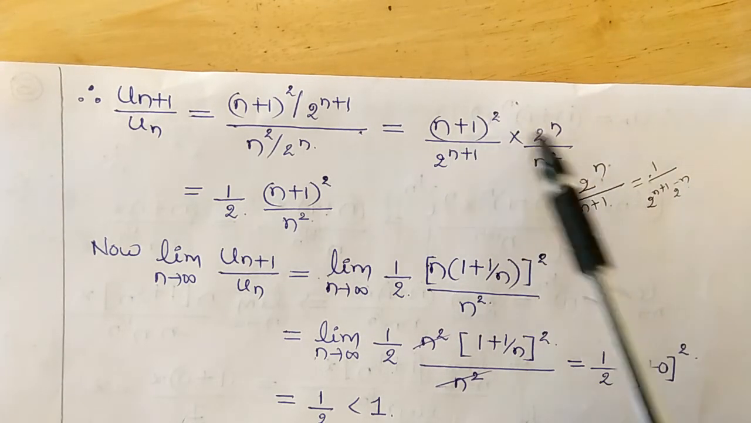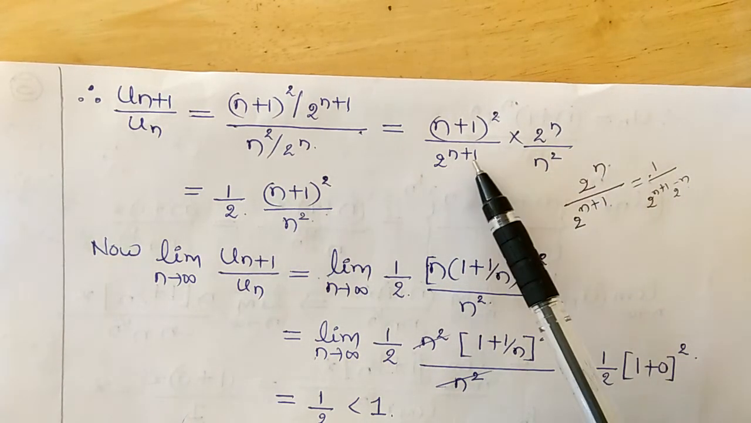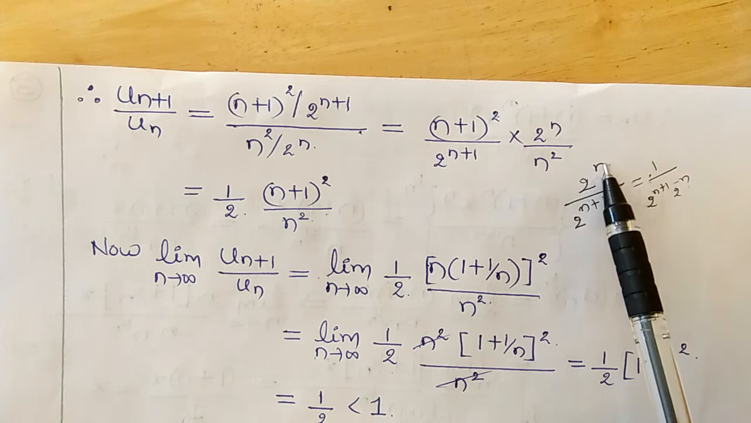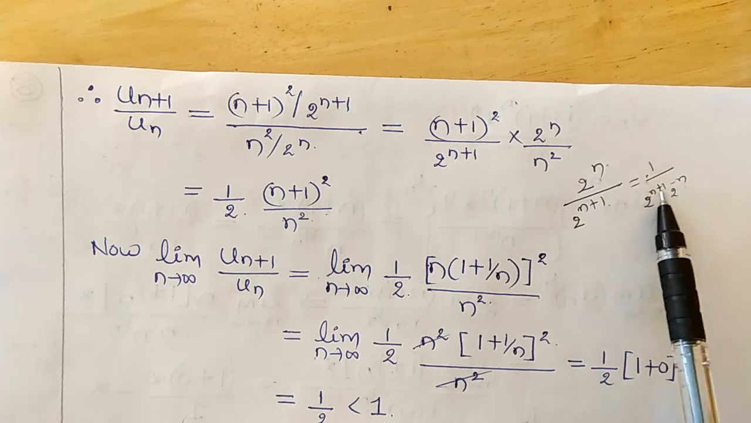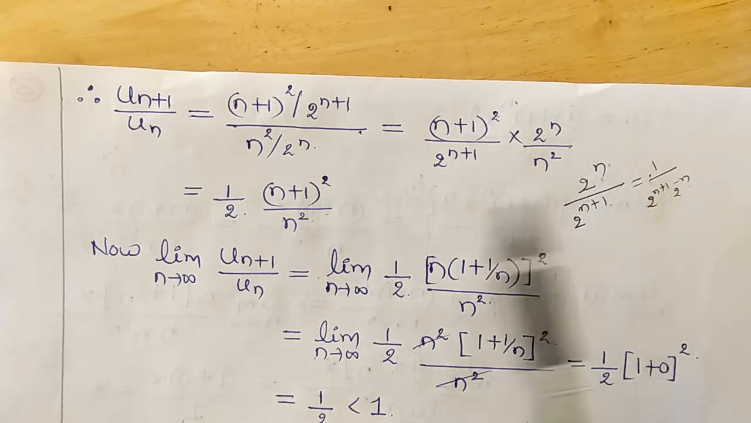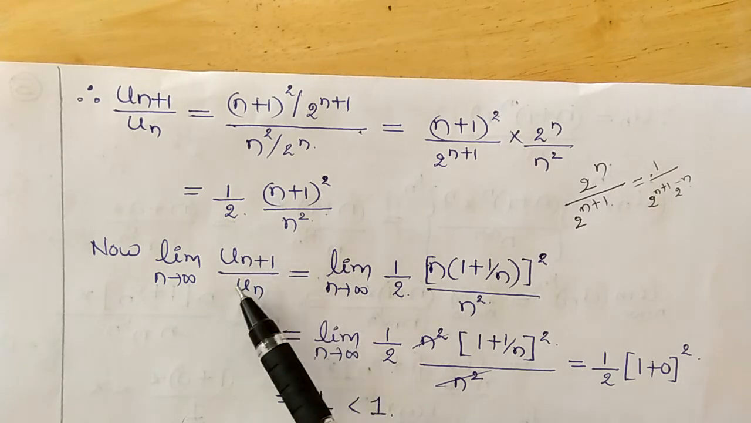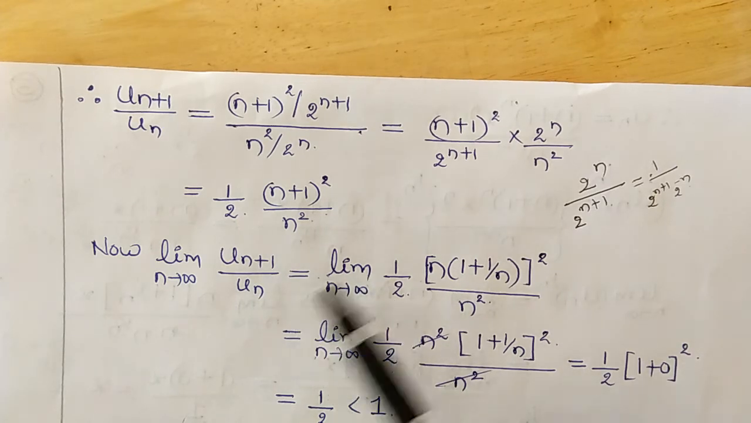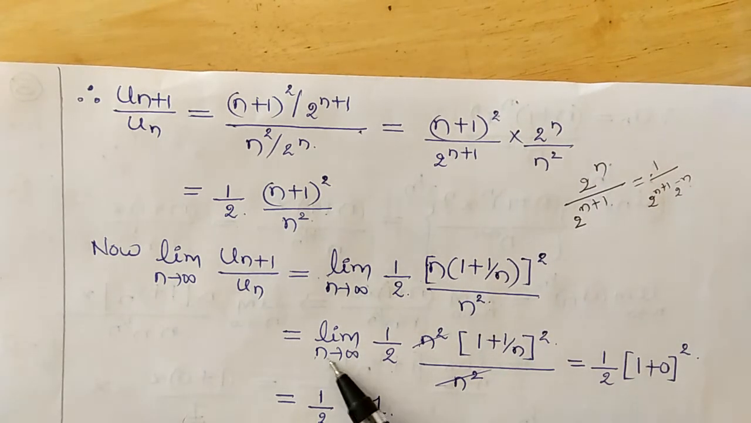Yes, n plus 1 whole square divided by n square, keep as it is. 2 raised to n divided by 2 raised to n plus 1: move this term to the denominator, plus becomes minus, 2 raised to n plus 1 into 2 raised to minus 1. Bases are the same, so add the powers, and we get 2. Then apply the limit on both sides. Limit of un plus 1 divided by un as n tends to infinity is equal to the limit of the un plus 1 divided by un term, as n tends to infinity.